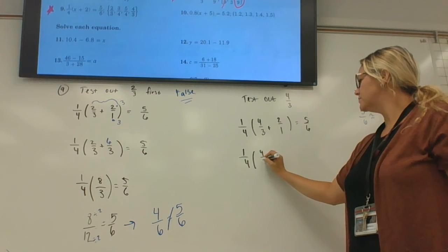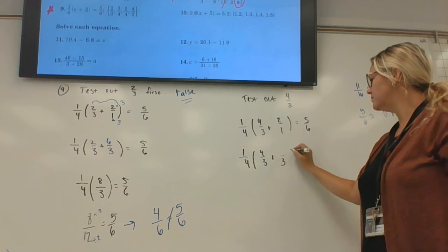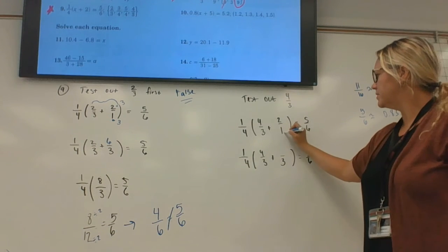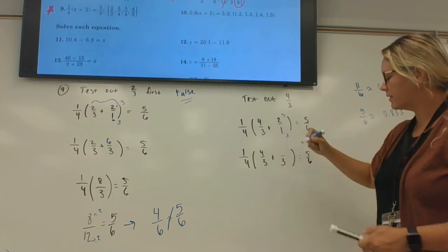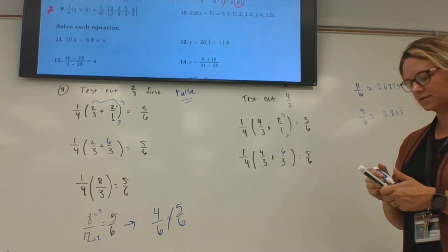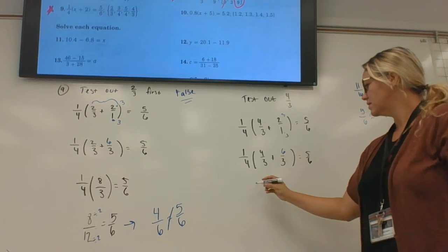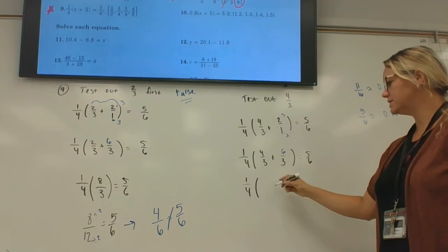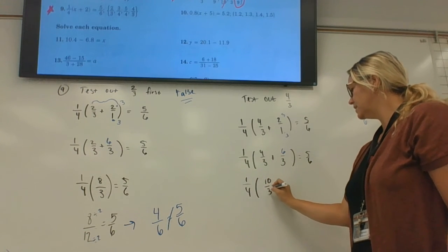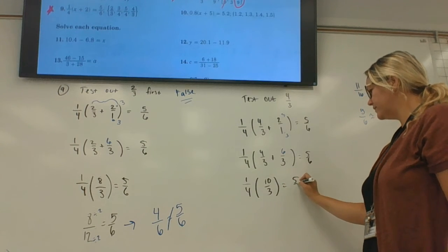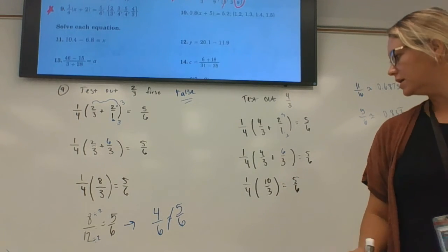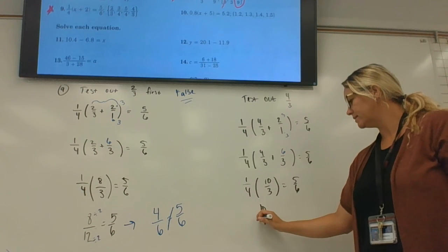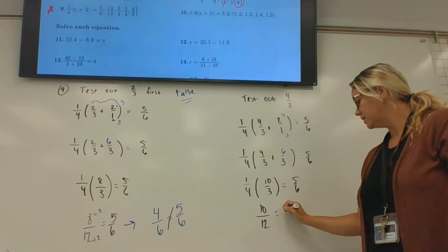1/4 times 4/3, and we want a common denominator. So we're going to multiply this top and bottom by 3 to get 6. 1/4 times 4 plus 6 is 10. 10/3 equals 5/6. Is that working? We'll multiply. 1 times 10 is 10. 4 times 3 is 12.